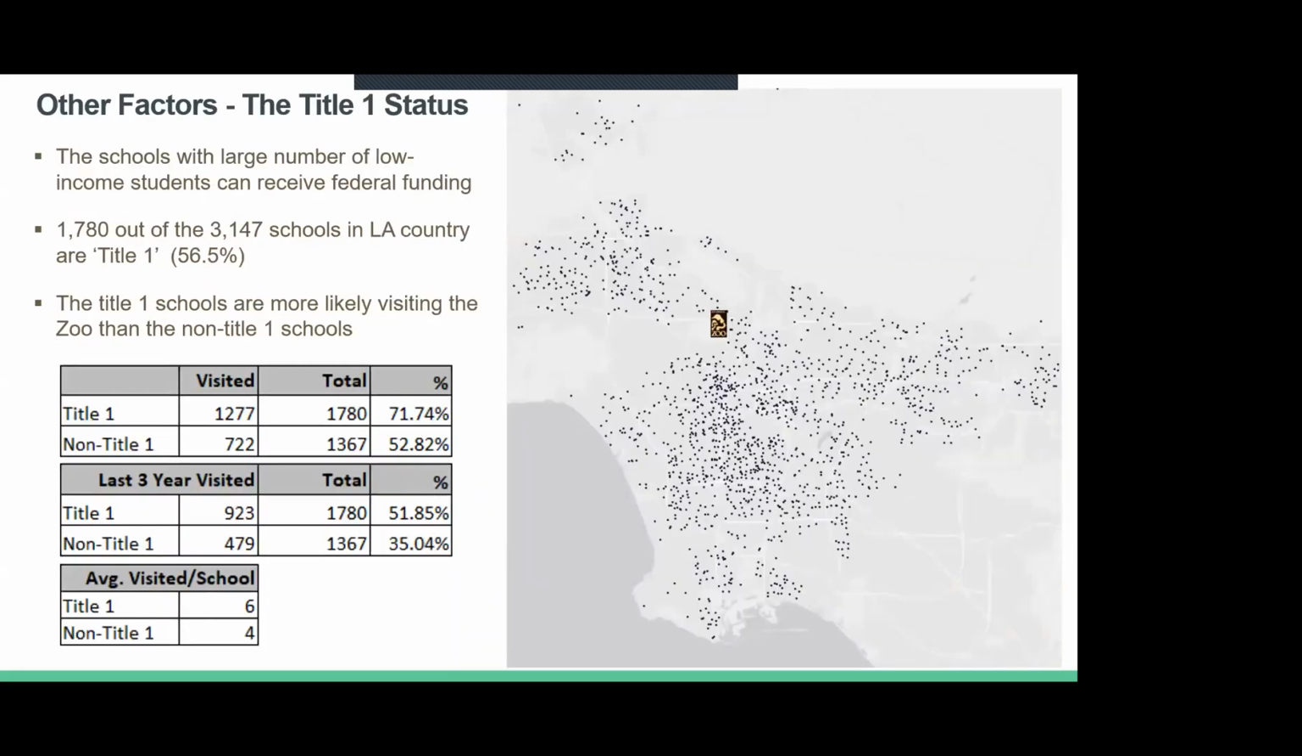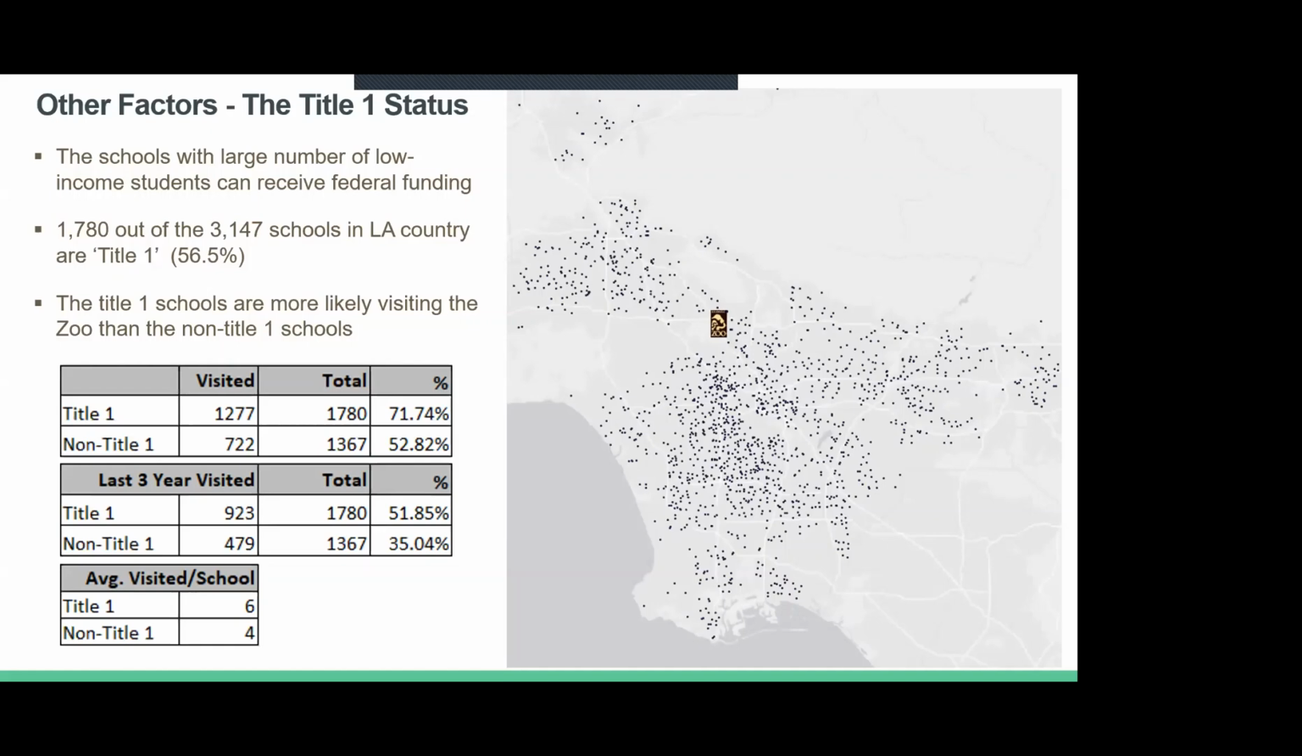Our client also mentioned the Title I status of the school might have some impact. Title I means the school has a certain percentage of students from low-income families, so the school can receive extra federal funding. We look at this. There are 1,780 schools out of the 3,147 in LA County that are Title I, which is about 56%.